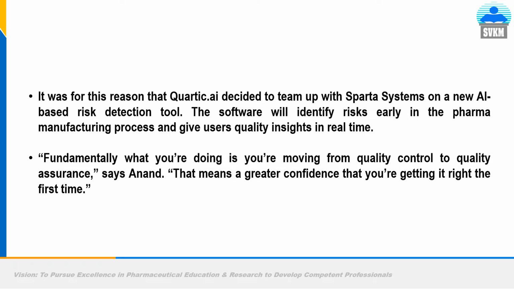It was for this reason that Quartic.ai, the company, decided to team up with Sparta System on a new AI-based risk detection tool. So here there is the teaming of two companies to empower the pharmacist or QC analyst in the pharma company. The software will identify risk early in the pharma manufacturing process. This is the main point. AI prioritizes your analysis. So it will identify risk early in the pharma manufacturing process and give users quality insights in real time. These insights are not possible by normal human intelligence.